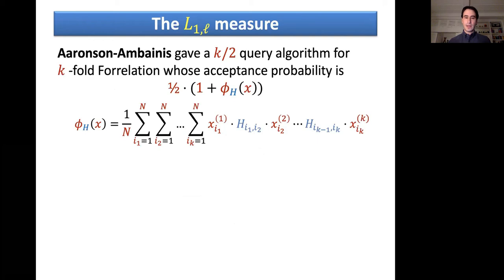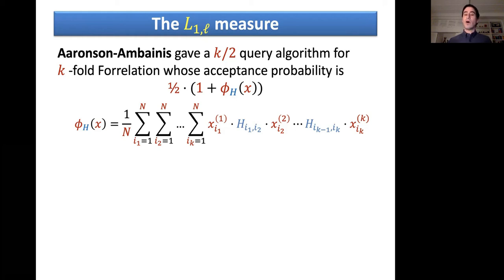So let's see this in play. We saw this algorithm by Aaronson-Ambainis. Actually, the algorithms that we saw made k queries, but they gave a very clever argument for how to reduce the number of queries to k over 2. And the acceptance probability of their algorithm is 1/2 times 1 plus phi of x. And recall that phi of x was this very nice sum. Notice that as a function of x, this is a low degree polynomial. We are multiplying at most k, or exactly k, of the variables. So each monomial is of degree k exactly.